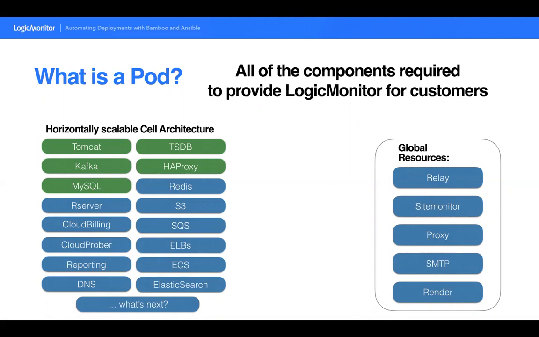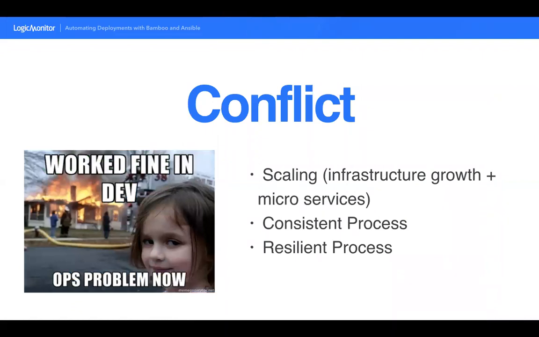So just an example, we've got Tomcat and Kafka and HA Proxy and a bunch of homegrown apps on top of that. We also have a set of global resources as well. So the conflict. We were having some scaling issues, as I mentioned before: infrastructure growth, microservice growth, and customer growth. We had monthly an increasing number of apps to deploy.